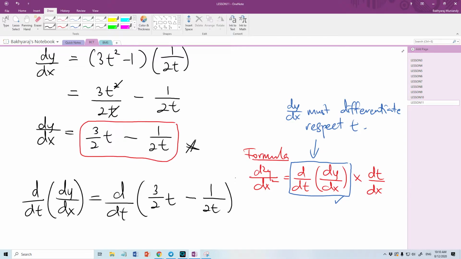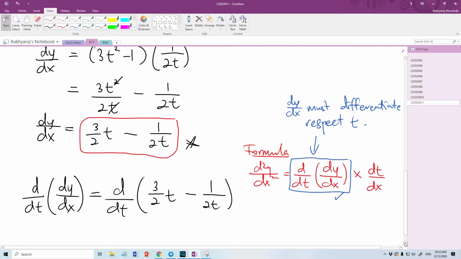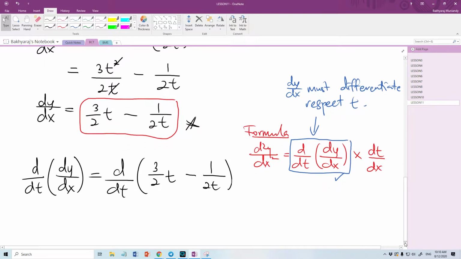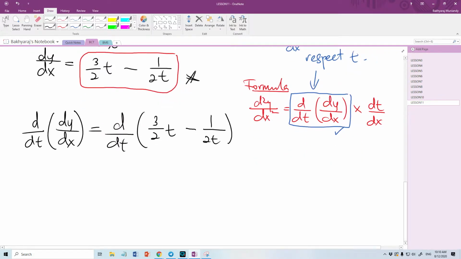Okay, can anyone help me to differentiate this? Siapa-siapa boleh bantu saya untuk differentiate ni? Okay, what is the first thing you need to do? Apa kita kena buat? First thing kita kena buat apa? Anyone volunteer? Tak ada siapa-siapa nak bantu saya.